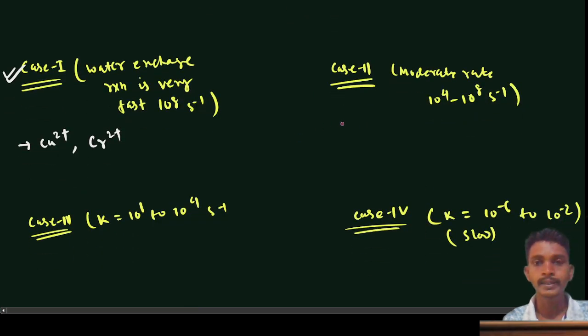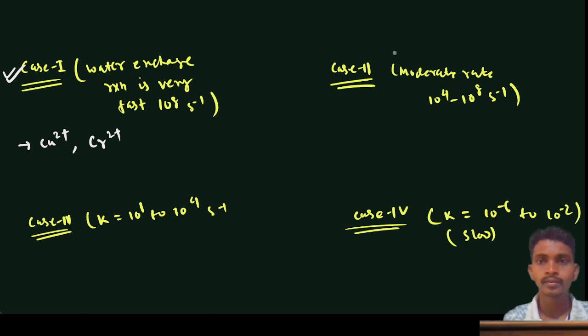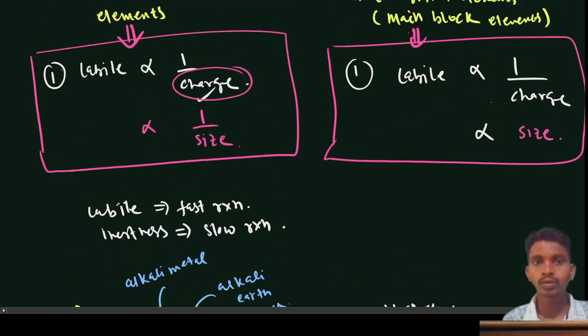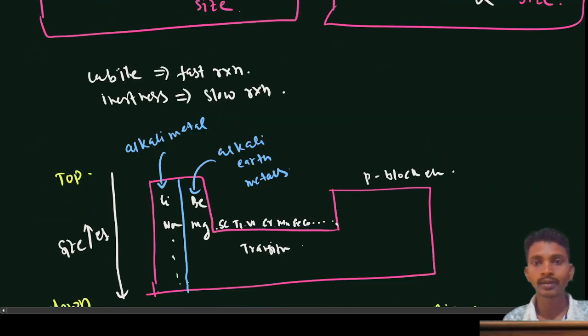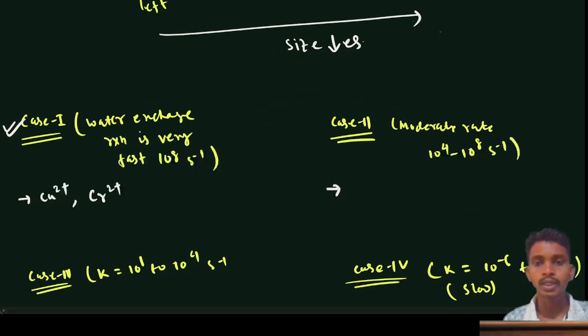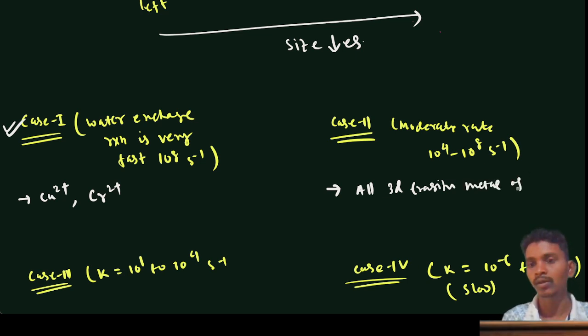So what we find here is that for type 2, we need the charge to be low too. So this is for all plus 2 charged 3d transition metals.